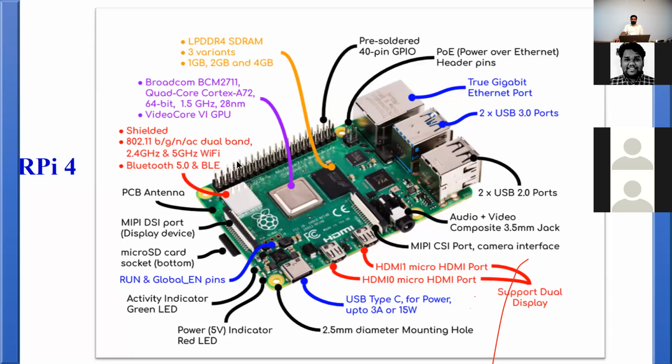We can see that there is a 40-pin input output port available on this Raspberry Pi. It is called the 40-pin GPIO, which stands for general purpose input output pin. These pins are mostly used to communicate with different sensors from the external world. It may be some digital sensors or some analog sensors, right?